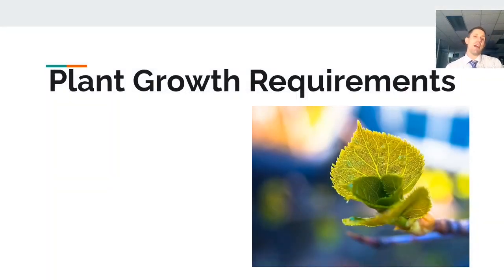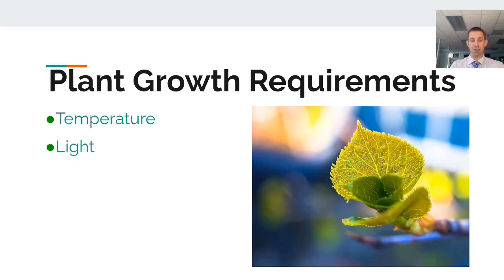So these are the things that a plant needs in order for it to grow and in order for it to be able to live. First and foremost, it needs to have the right temperatures. What I'm looking for here is a range in which a plant is going to be successful to grow within, and that allows them to have all of their chemical reactions and processes happen at the right rate.